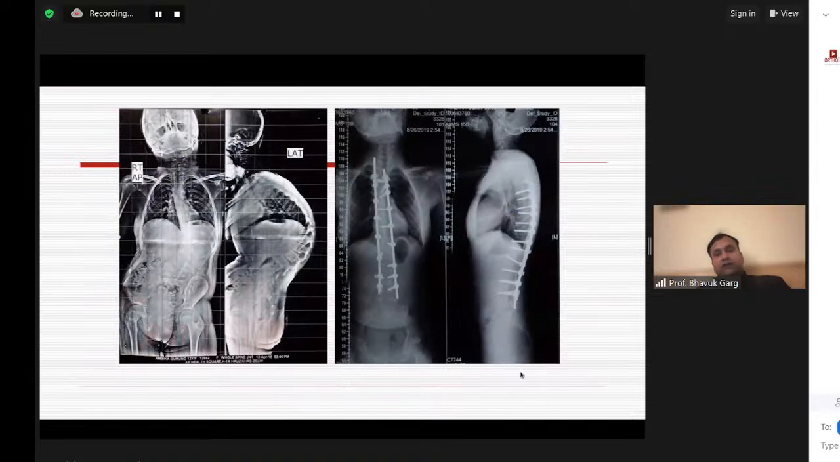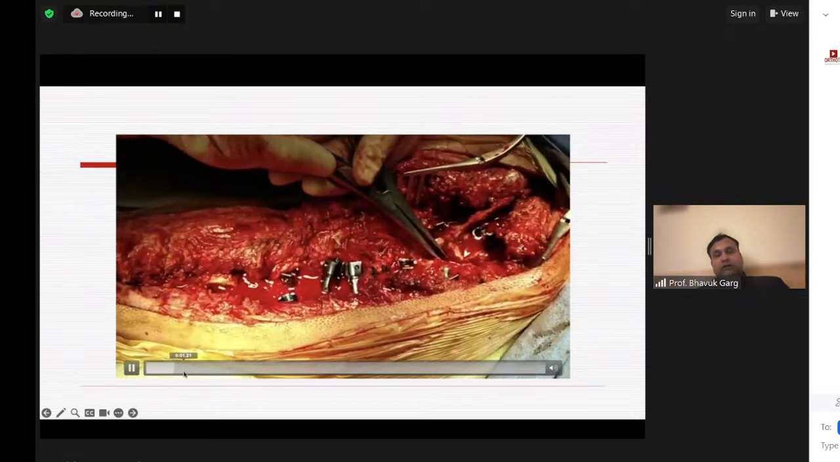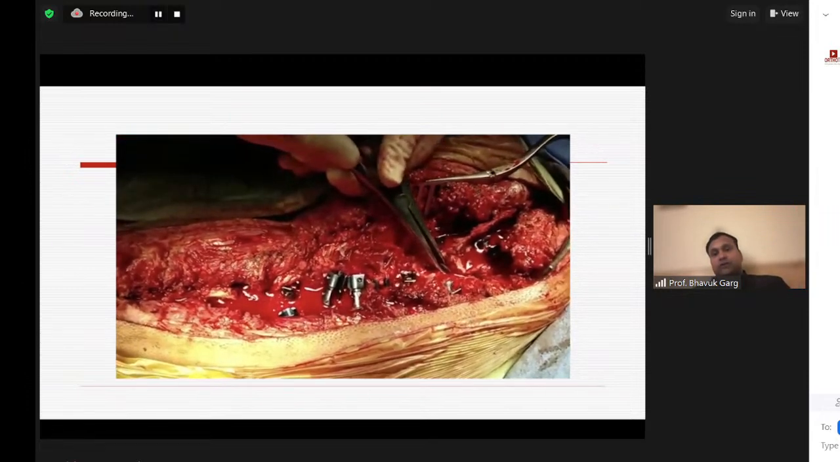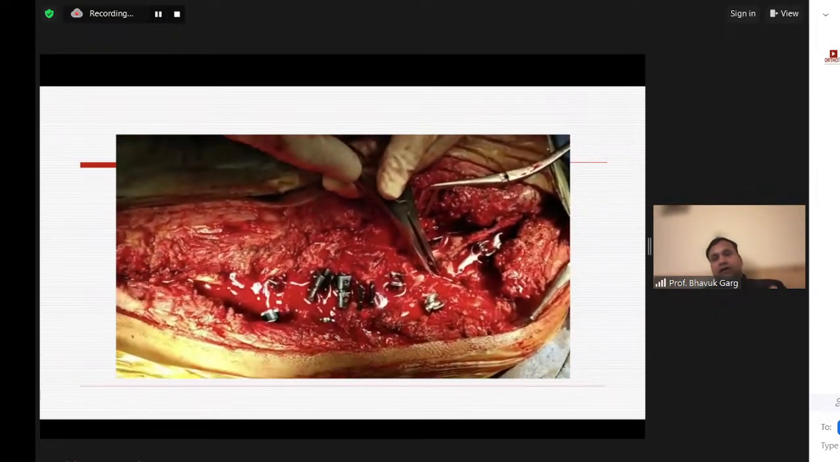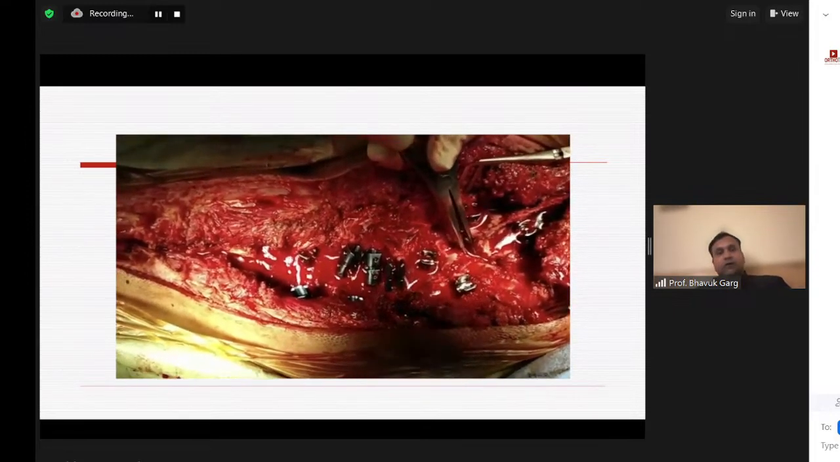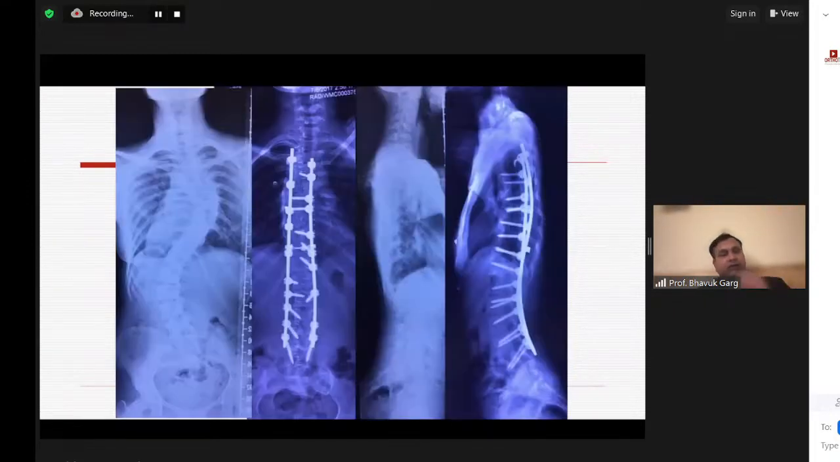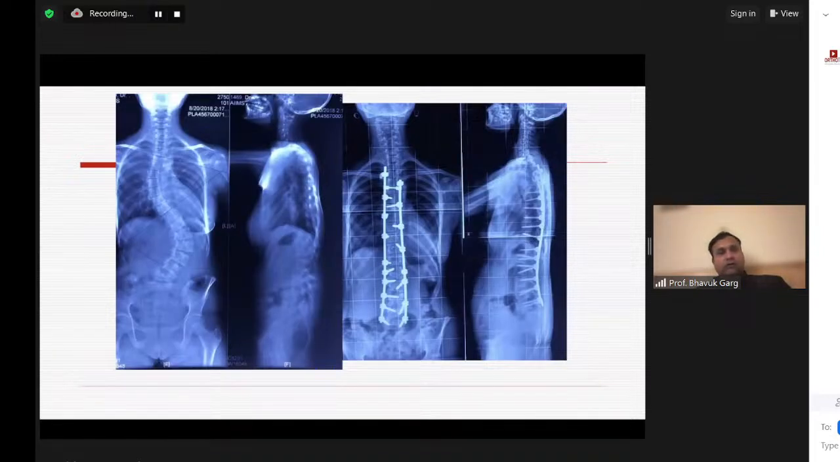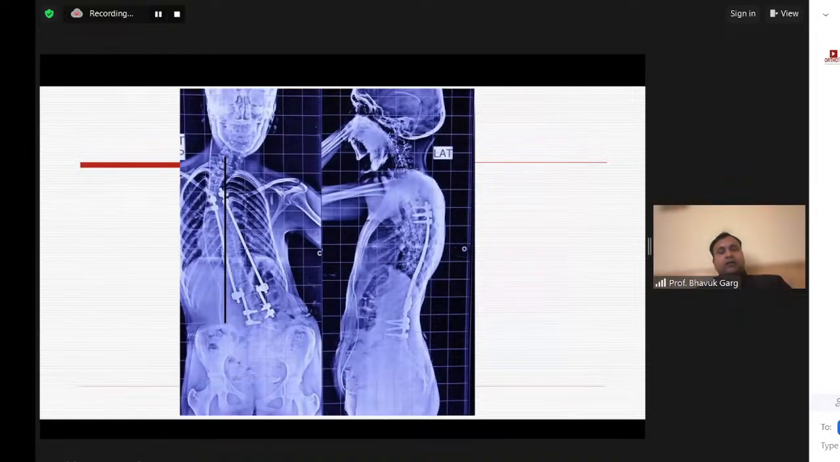Again, a case of Scheuermann kyphosis, and with the help of multiple Smith-Petersen osteotomies, you can again get a very good correction in the sagittal profile. You can use these osteotomies for scoliosis correction as well, for severe scoliosis. You can see how much mobility I can get with the help of these Ponte osteotomies, and how good a correction we can get in these cases. These are some of the severe cases which I have done with Ponte osteotomies, and you can get good results.